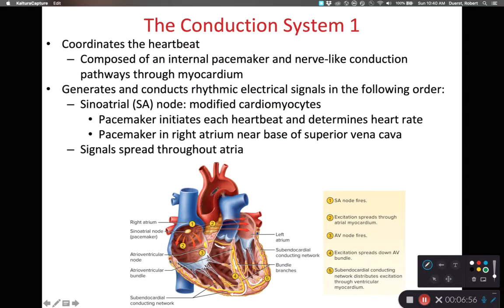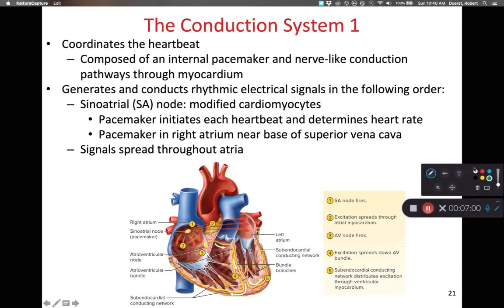Now, as we look at the electrical conduction system of the heart, we're going to camp on this slide for a little bit here. This conduction system is going to serve to coordinate our heartbeat. We're going to have an internal pacemaker and some electrical pathways, and these systems serve to generate and then transmit electrical impulses.